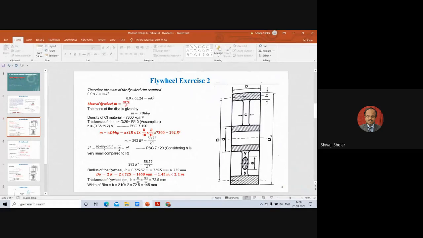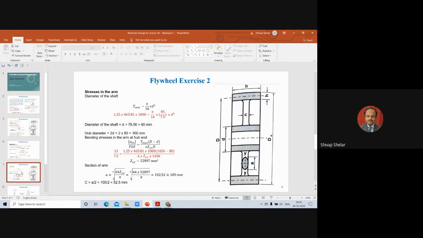Then the thickness of the flywheel based on this assumption is h equal to R by 10. R by 10 means it is 72.5 mm. Then the width of the rim, B, we have taken as 2h. H is R by 10, so 2h means 2R by 10. H value is 72.5, so B value is 145 mm. So this is the geometry calculation. What we have done is the rim cross section calculation for a rim flywheel. Now we will check whether the speed is in control limit with this dimension or not. Otherwise, we cannot use it.